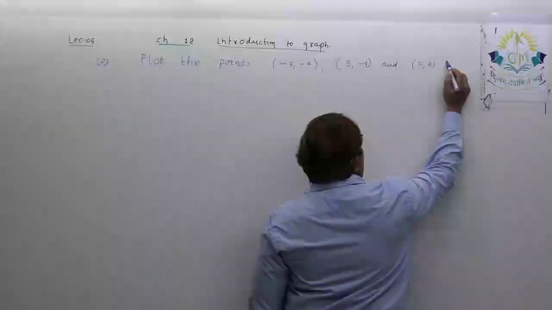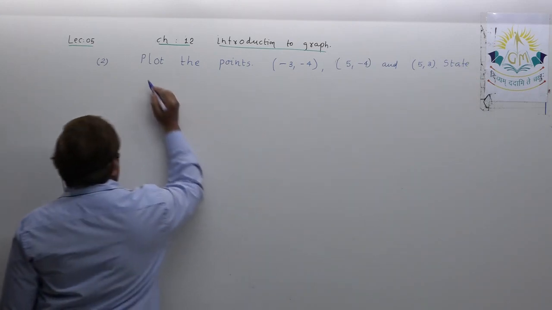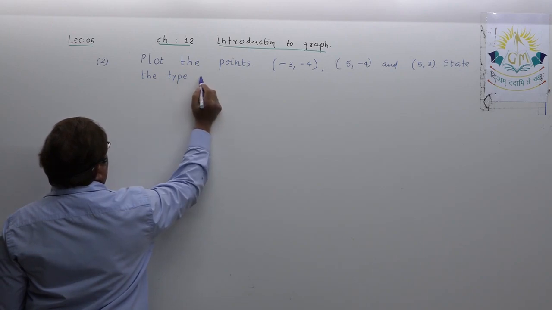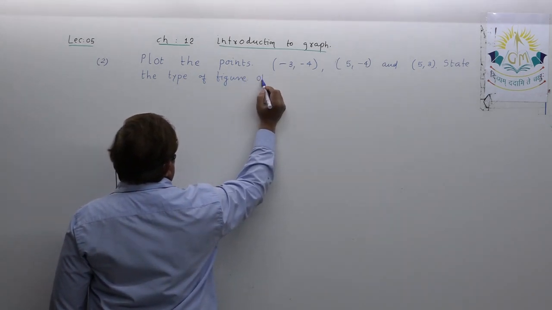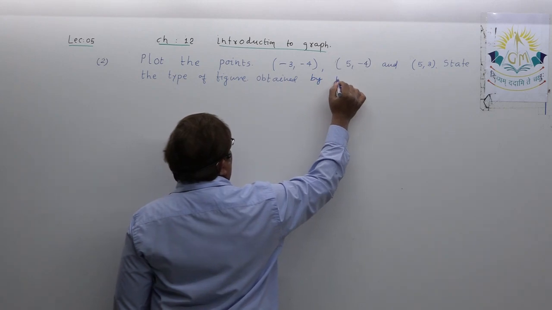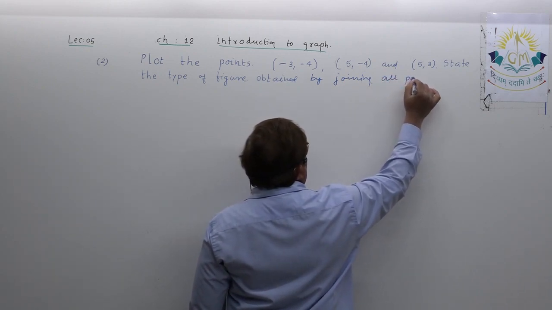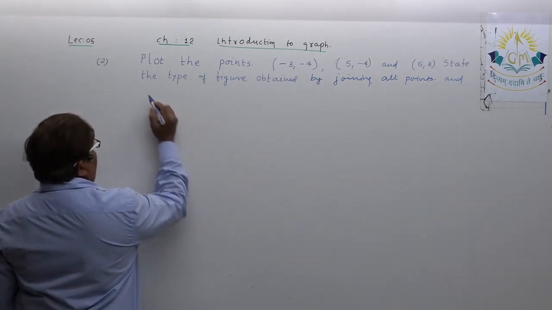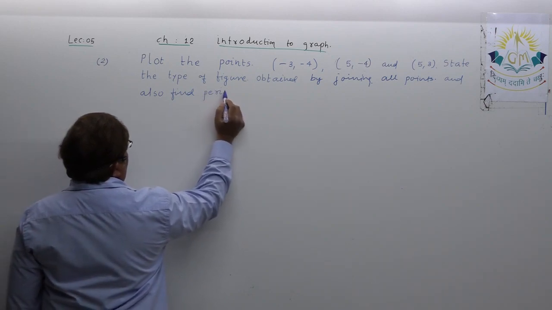And what is the question? State the type of figure obtained by joining all points, and also find perimeter. Okay, this is the question.